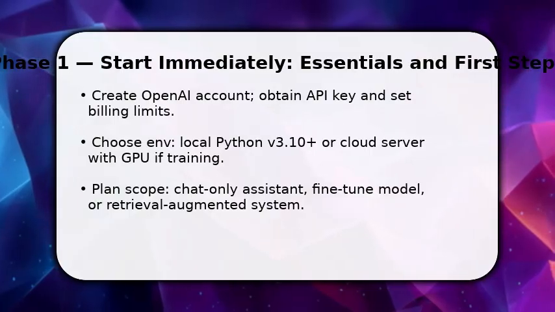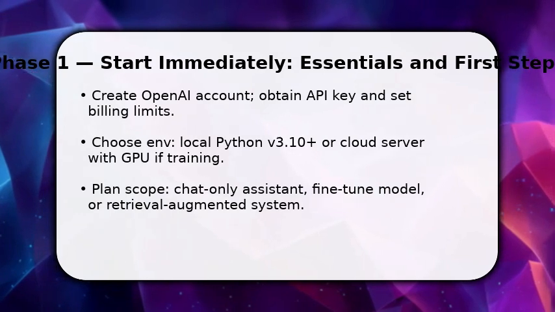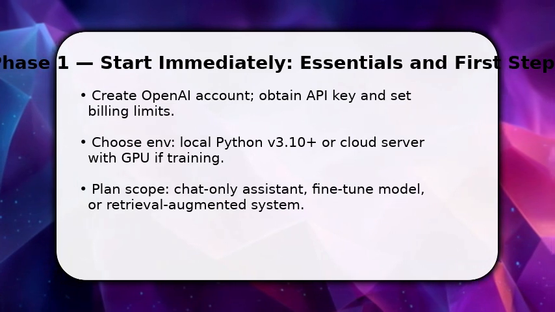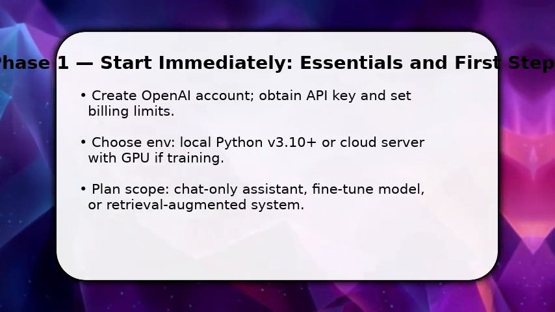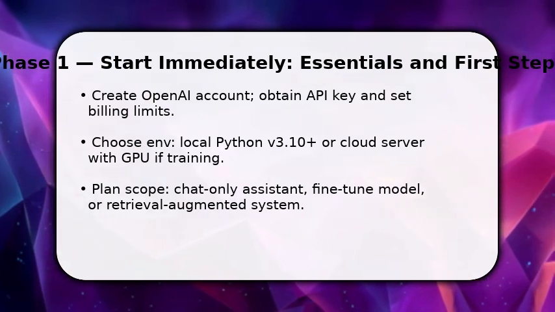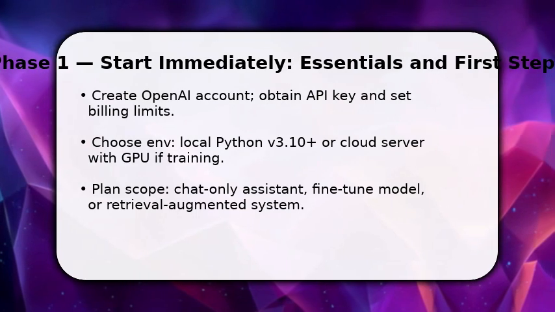You start by locking down prerequisites. Get your OpenAI API key, confirm billing, and pick Python v3.10 or a cloud VM. Next, scaffold a project folder and install packages: OpenAI, LangChain, and FastAPI, so you can iterate quickly.